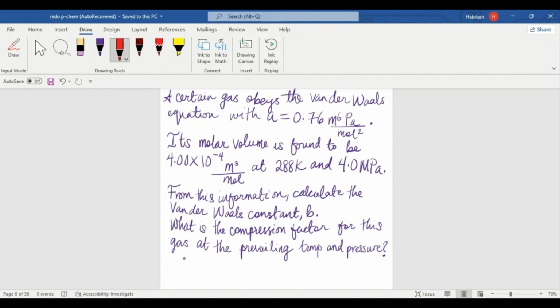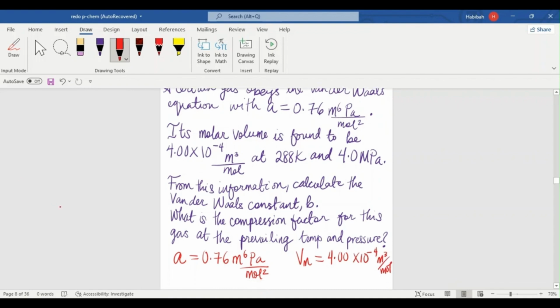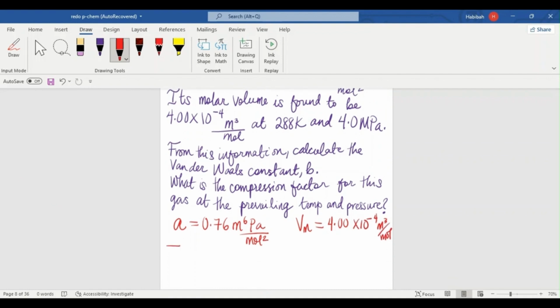So we're dealing with the van der Waals gas here, and we have the A value. One of the van der Waals parameters is 0.76 m^6 Pa per mole squared. We know the molar volume Vm is 4.00 times 10 to the power of negative 4 meter cubed per mole. We know the temperature is 288 Kelvin.